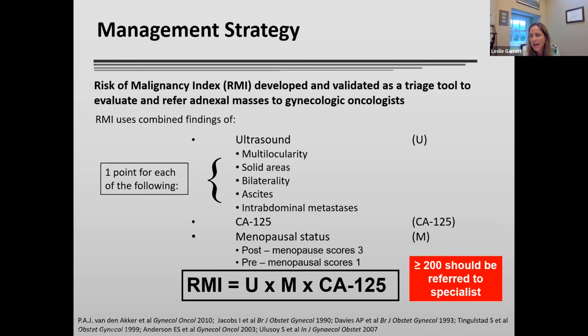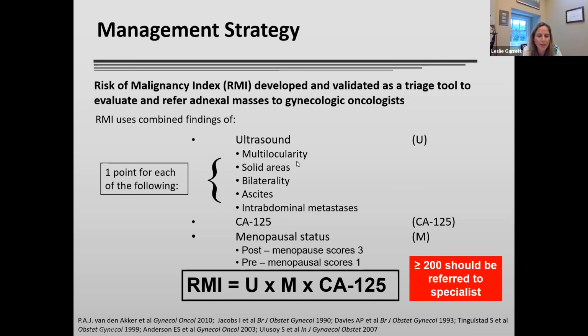And of course they say, well, if your calculations come at a certain score, then send those patients to the specialist. Otherwise it's reasonable to take them to the OR yourself. And so the risk of malignancy index has probably been around the longest.